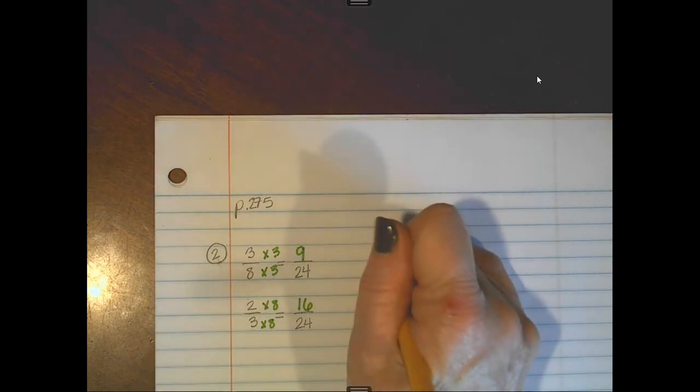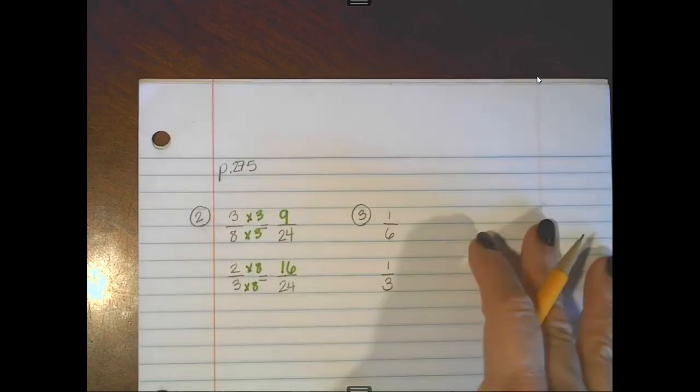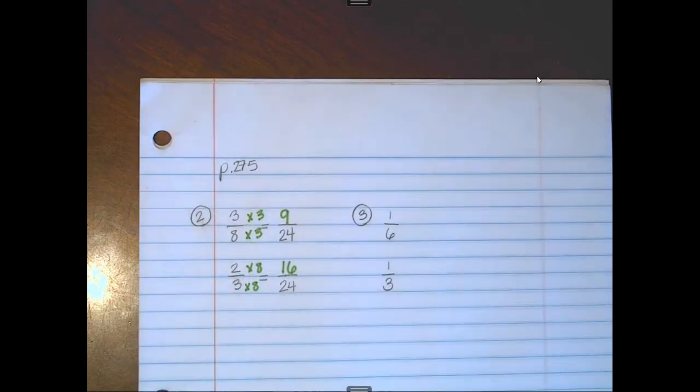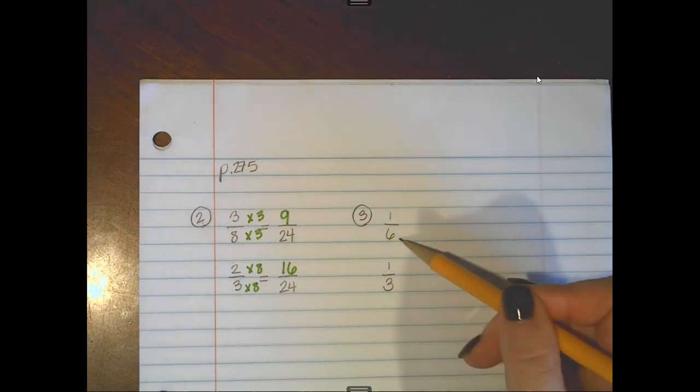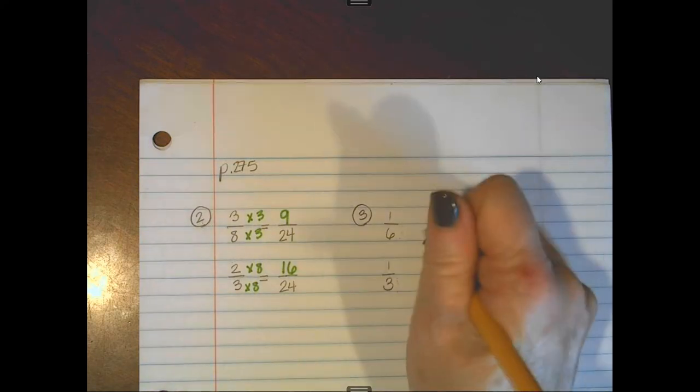All right, let's look at number 3. Number 3, we have 1/6 and we have 1/3. So I always start with the shortcut method, and I look to see, is the larger denominator a multiple of the smaller denominator? And yes, it is. 6 is a multiple of 3. 3 times 2 is 6. So a multiple is out of the product list, right? So we just found it.